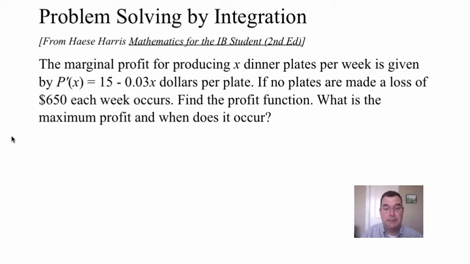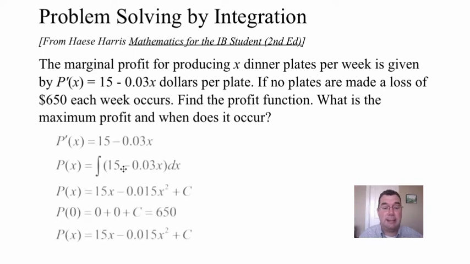We need to find the profit function first and then figure out when the maximum profit occurs and what it is. So for the first part, we need to find that profit function, and since I'm given P prime, I need to simply integrate, find the antiderivative of 15 minus 0.03x, and that is 15x minus 0.015x squared plus my constant. I'm told that when no plates are made, that means when x is 0, the P function is worth negative 650. So I take my P function and replace all of my x's with zeros, and I get that my constant is negative 650.